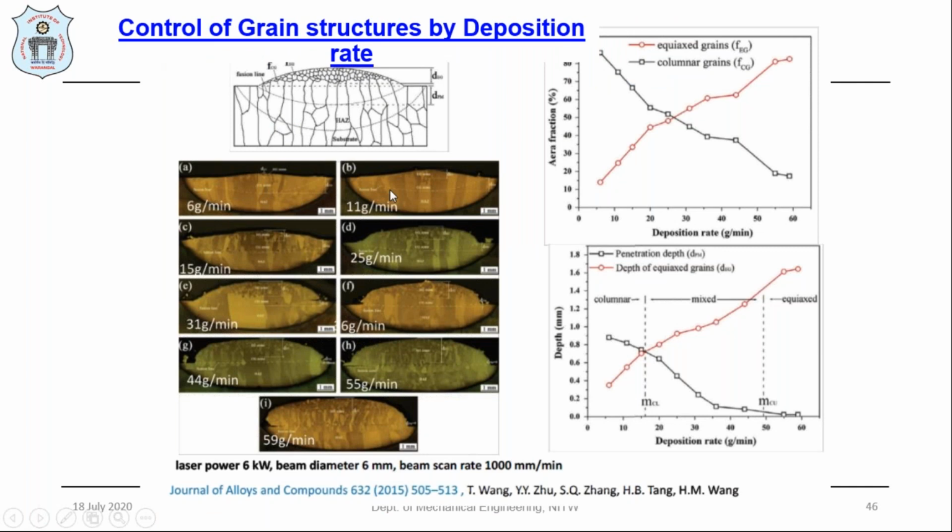And also we can control the grain growth structure from the deposition rates. That is how much quantity of powder is melting, how much laser power is used, and what the laser beam diameter and the scan speed are. From these, we can control the grain structure in the fabrication of the components. You can see on the right-hand side, we can optimize the deposition rates with respect to the formation of equiaxed grain structures, which can be controlled by controlling the process parameters.